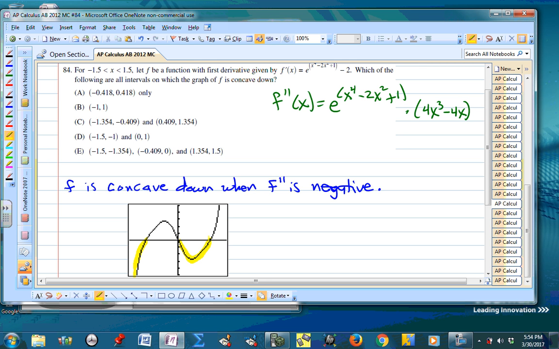So we can eliminate option B. Option B only has one interval. We can eliminate option A. Option A only has one interval. And we can eliminate option E. Option E has three intervals.